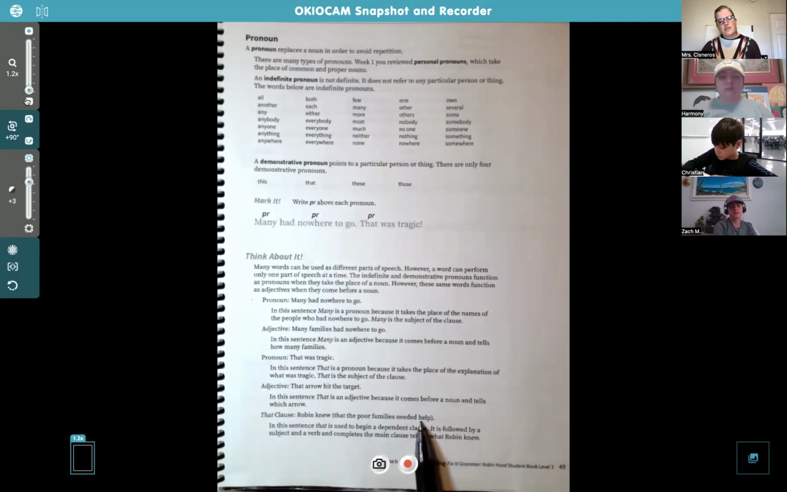And then we've got this, the that clause. We've talked about this one before. So that can be used a lot of different ways. Robin knew that the poor families needed help. There is the that clause. In this sentence, that is used to begin a dependent clause. It is followed by a subject and a verb and completes the main clause telling what Robin knew. That the poor families needed help. So needed is your verb. Families is your subject. So that's part of the that clause right there.